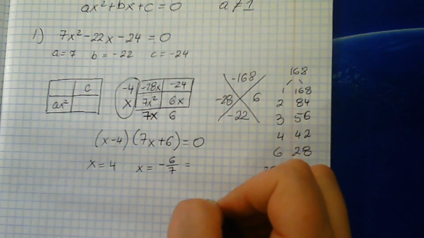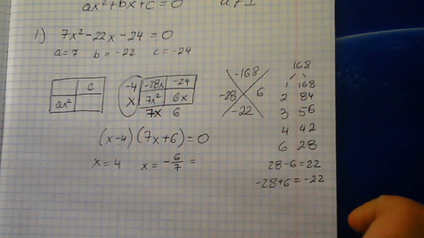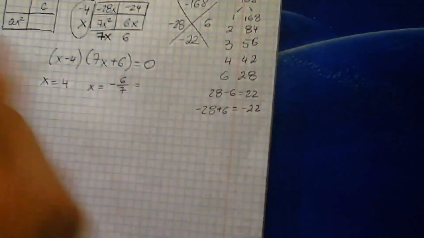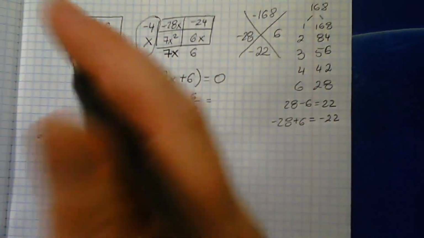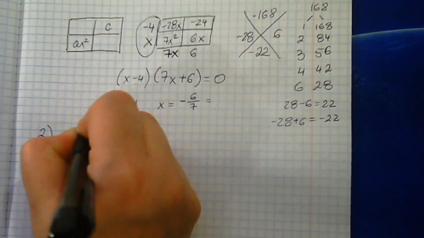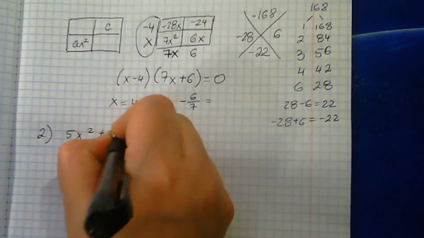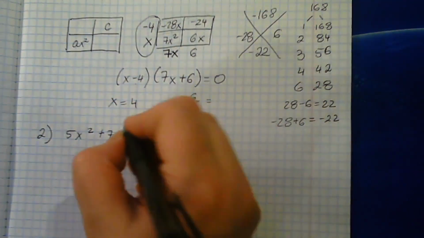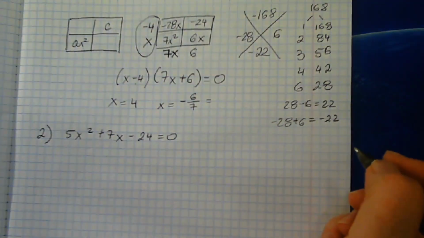Okay. So, try one more. Yeah, let's do one more. Maybe we're going to end up with a smaller number. This was huge. Okay, let's do this one: 5x squared plus 7x minus 24 equals 0.